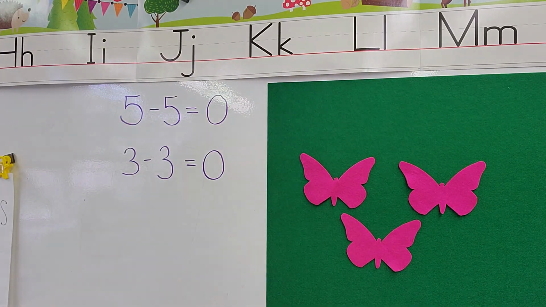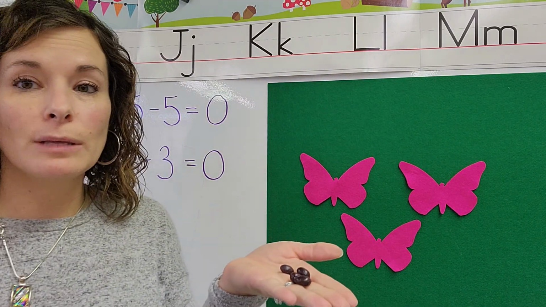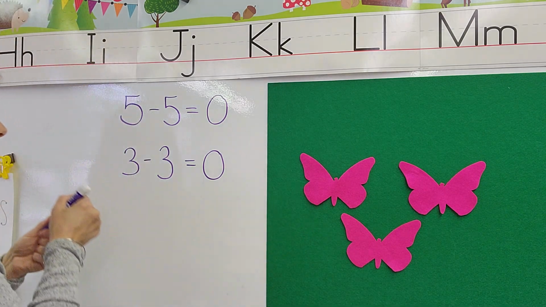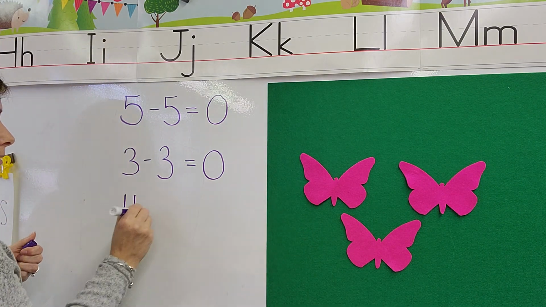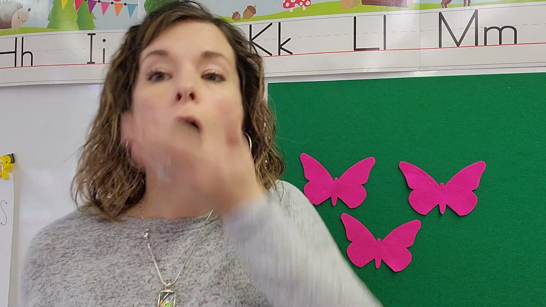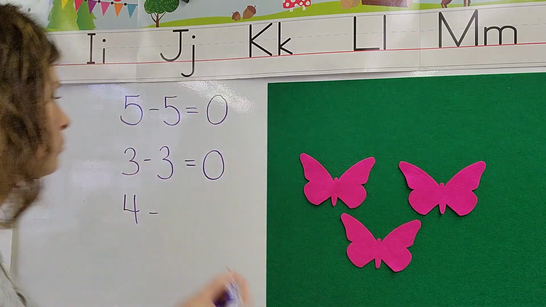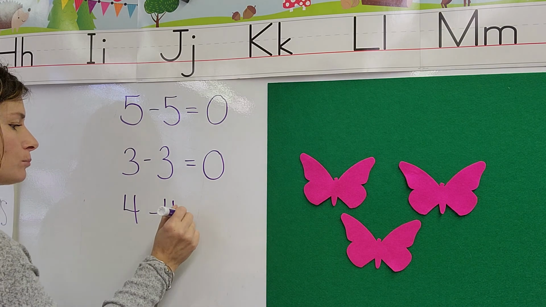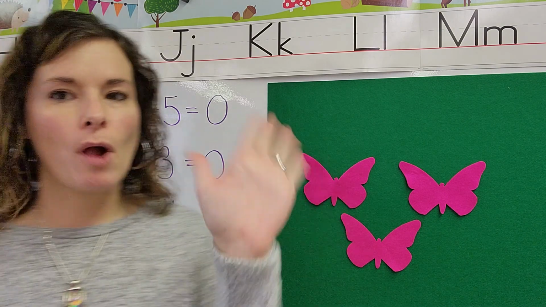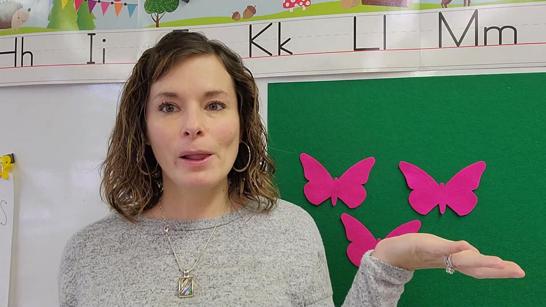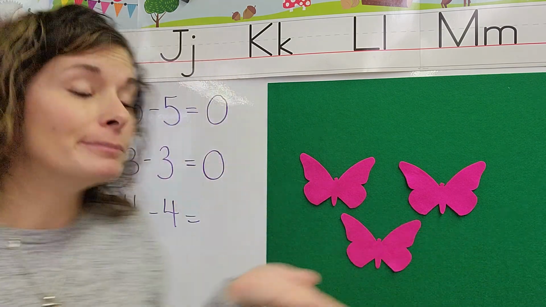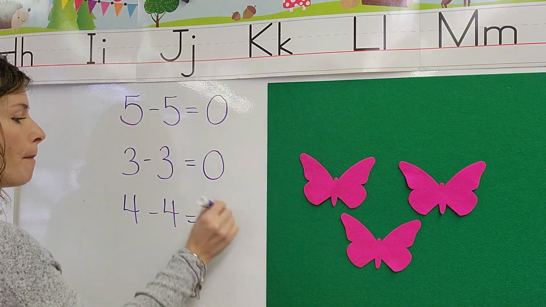Mrs. Nelson has 4 Starburst jelly beans. How many Starburst jelly beans do I have in my hand? I have 4. So that's my starting number. And then I ate all 4. So minus 4. How many Starburst jelly beans do I have left? I'm still chewing. None. 0. I ate all of them.